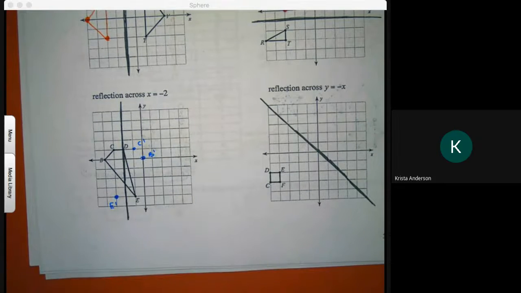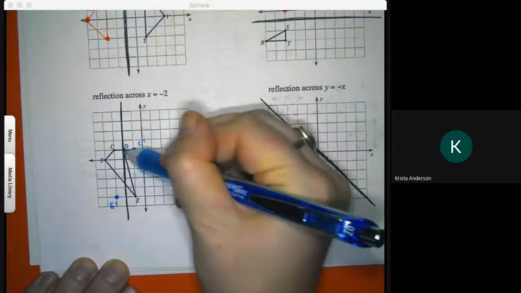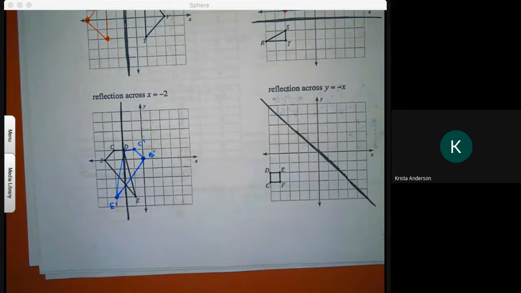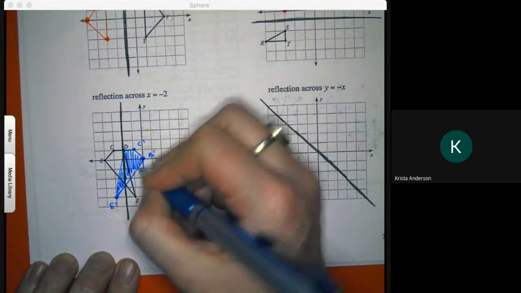What would happen to D if it's right on the line? Yeah, what would it do? Wouldn't you say that it would stay there? Perfect. It would stay. So it is okay if your image does not move all the way over to opposite sides. It's okay if it just reflects over the line. Sometimes you'll have some that do that. If it helps, you can color it in to see the image a little better.